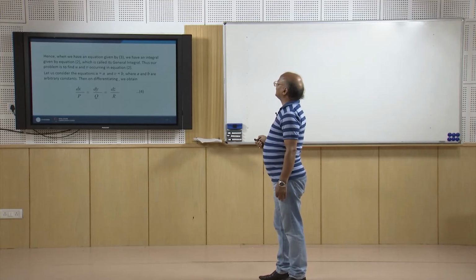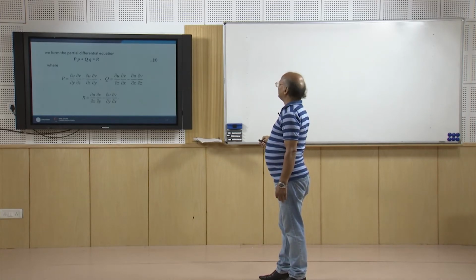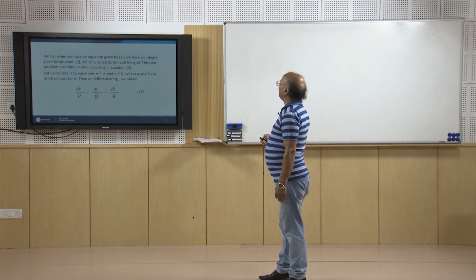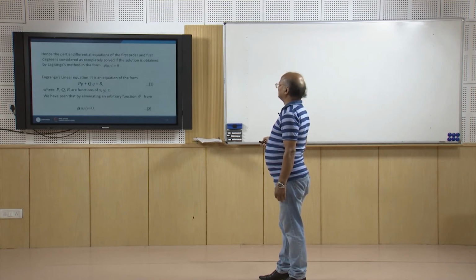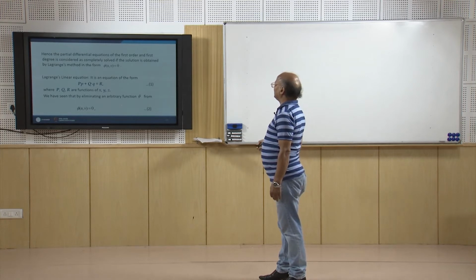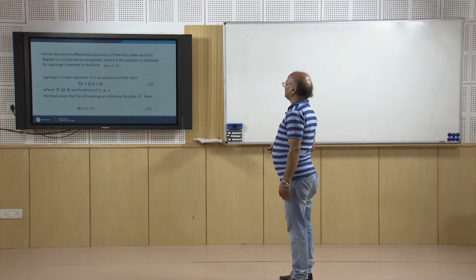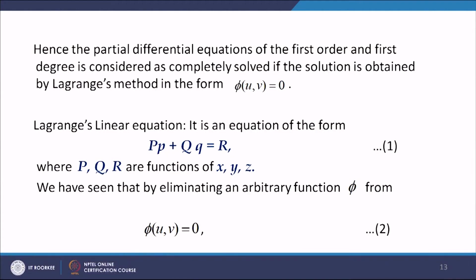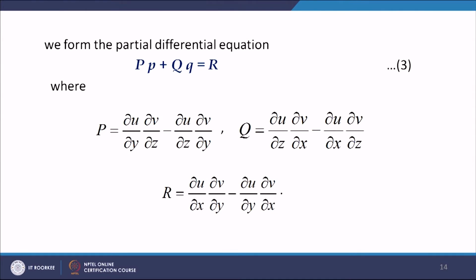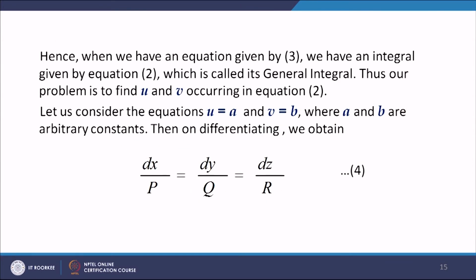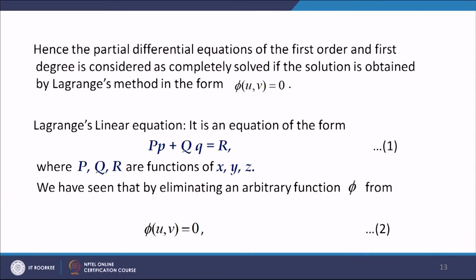Hence, when we have an equation given by 3, we have an integral given by equation 2. So, when we consider a partial differential equation of the first order and first degree, its solution will be given by phi(u, v) equal to 0, which will be called its general integral. Thus, our problem now reduces to finding the independent functions u and v that occur in equation 2. If we know the independent functions u and v, then we shall be able to write phi(u, v) equal to 0, the general integral of the given partial differential equation of first order and first degree.